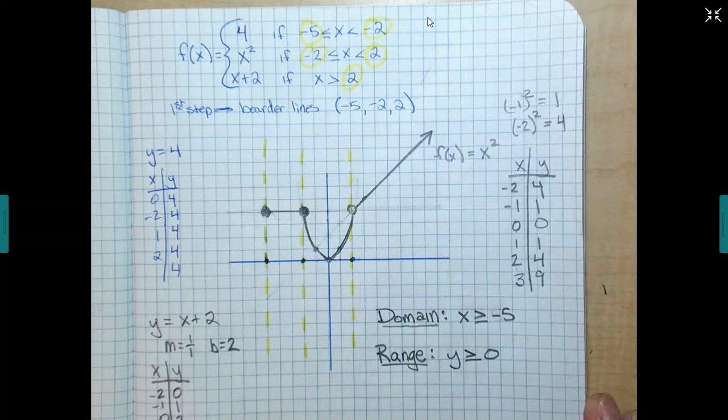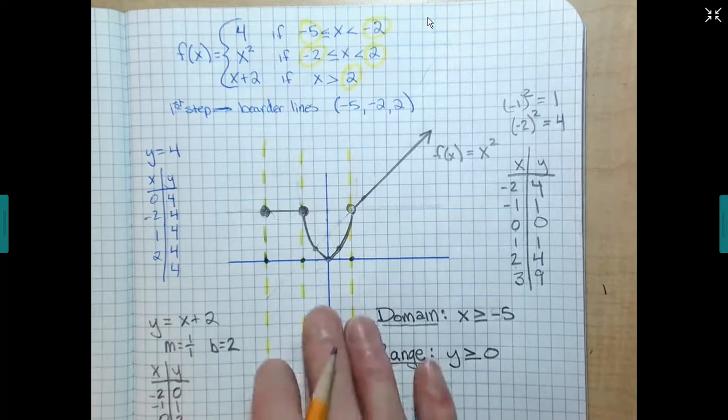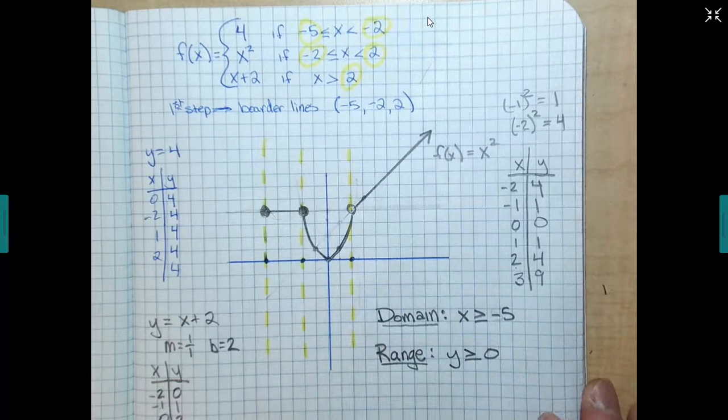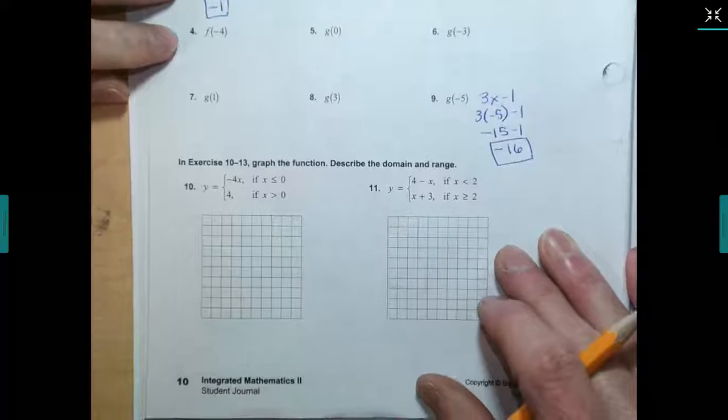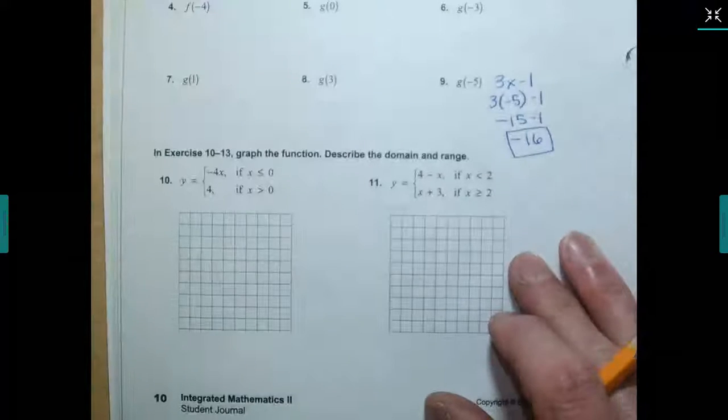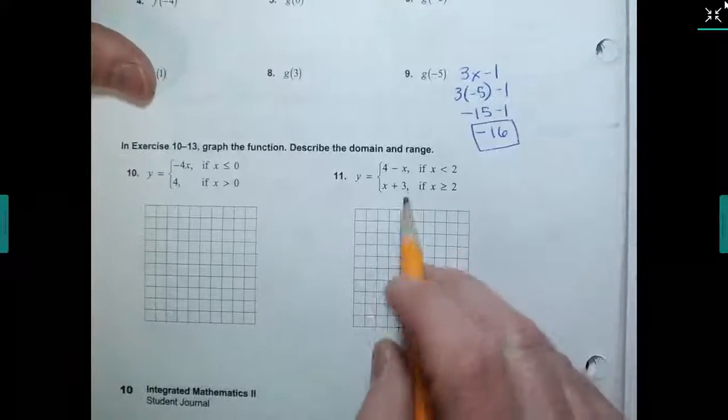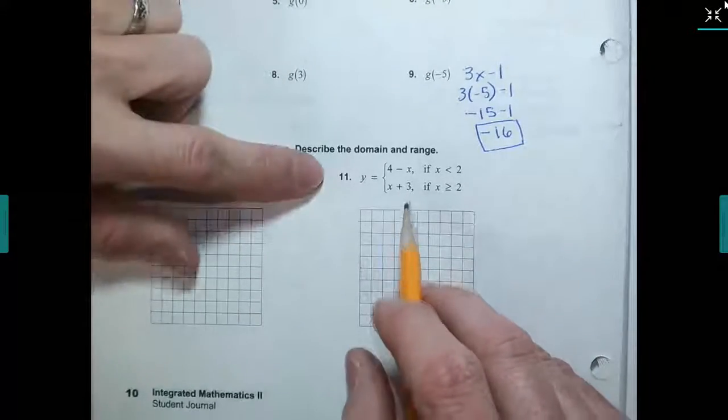Alright, make sure you have those two problems in your notes. I need to see that for your homework. And then on pages 10 and 11, you're going to do 10 through 13. So let's look at these. I'll do one of them for you, and then you do the rest. Why don't I do number 11.